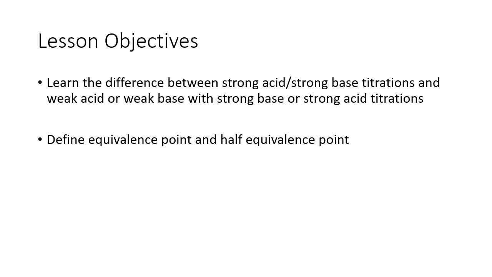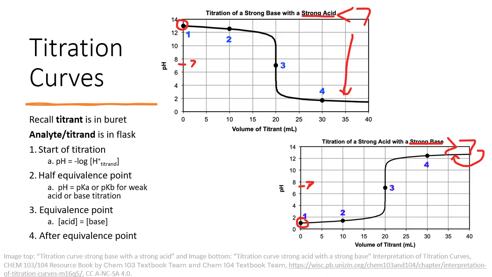And we'll define the equivalence point and the half equivalence point. The vocabulary to describe a titration is in general the same between acid, base, and redox titration. The titrant is in the burette, the analyte or titrand is in the flask. We can make a titration curve for acids and bases by graphing pH versus the volume of titrant added.